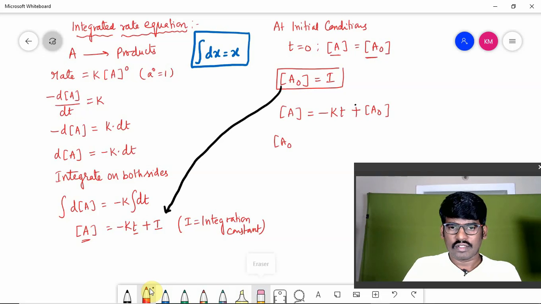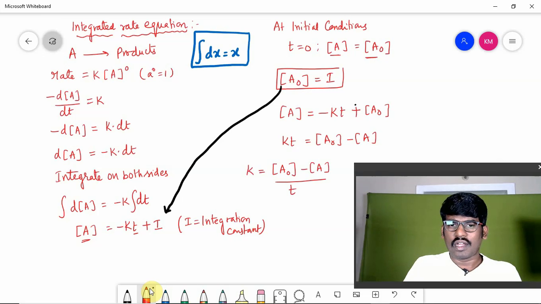So KT, send it to that side. Then A naught minus A, you will get. Minus K to that side, and the concentration A you can send to that side, right? That is what we got: KT is equal to A naught minus A. So K will be equal to A naught minus A upon T. This is the integrated rate equation for zero order reaction.